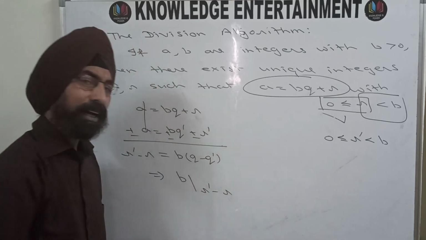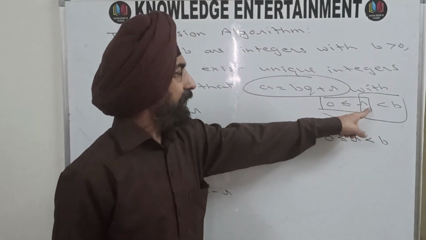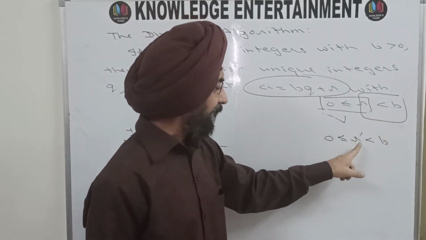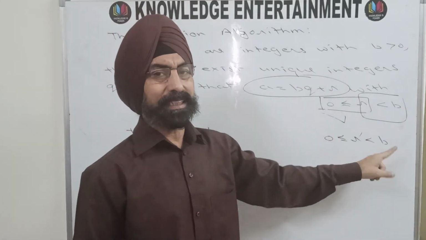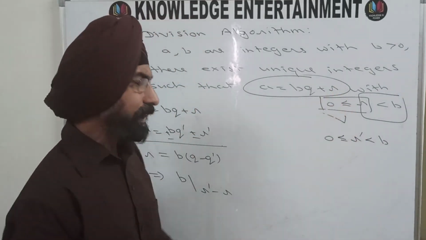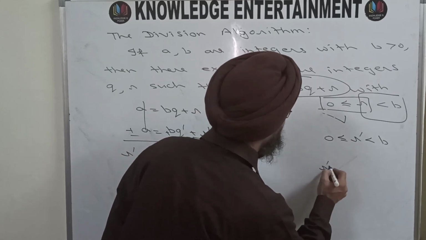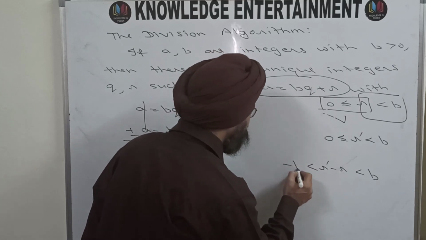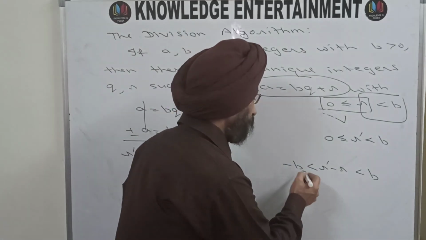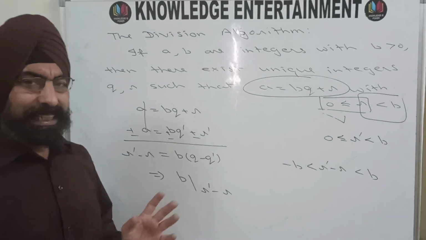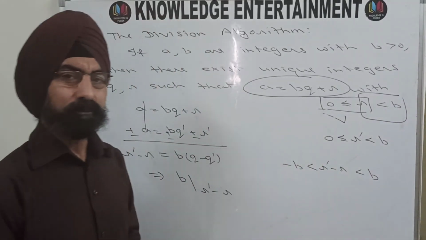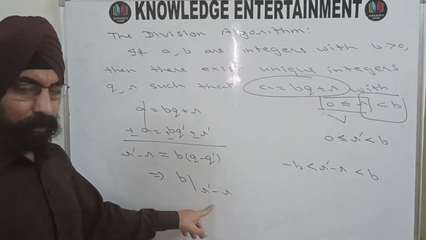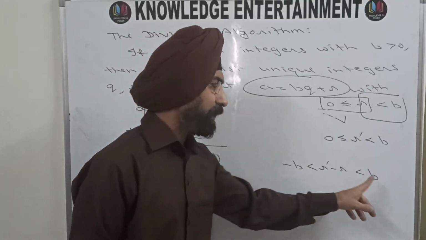R lies between 0 and B, including 0, but strictly less than B. Similarly, R dash is greater than or equal to 0 and strictly less than B. From here, you can see that R dash minus R is strictly less than B and is strictly greater than minus B. Your R dash minus R lies strictly between minus B and B. And B divides this number. B divides a number which is strictly lying between minus B and B.